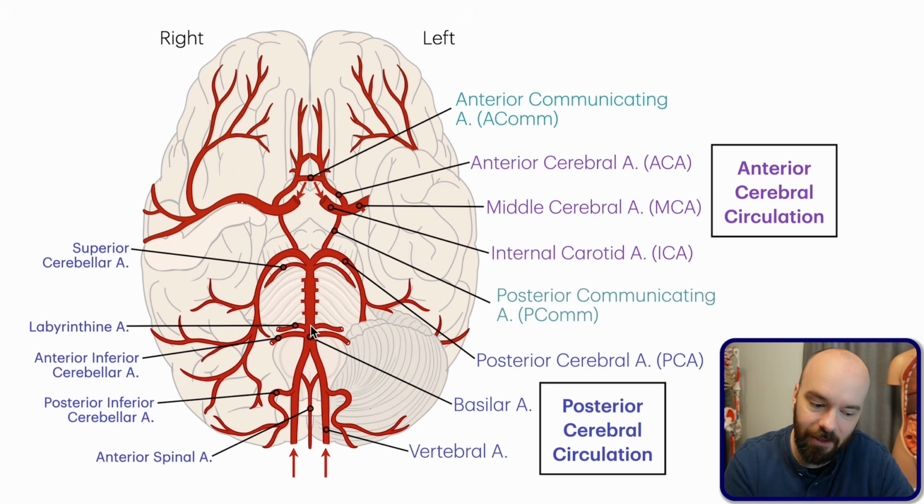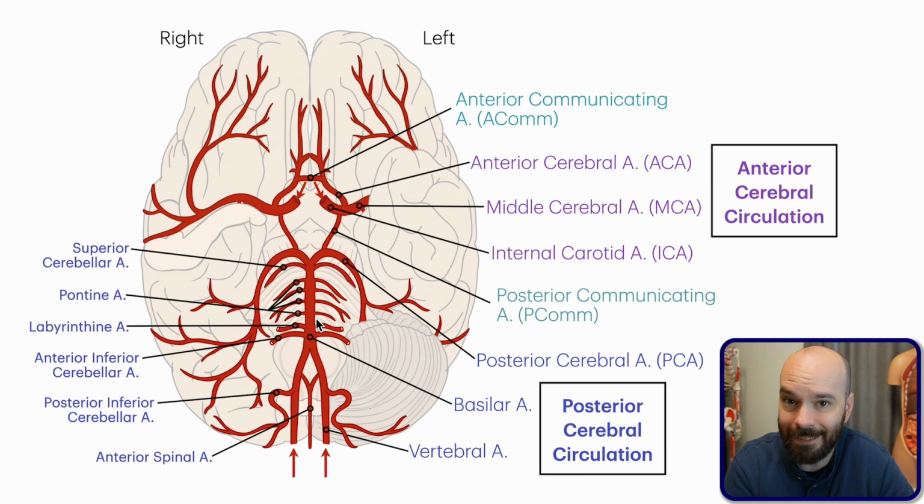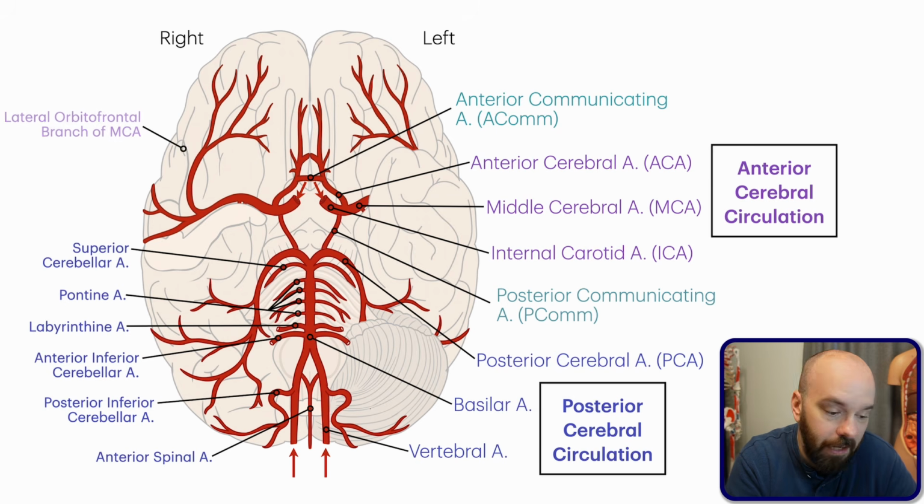And then just distal to the labyrinthine branches, we're going to have 4 branches, which are going to be the pontine branches, or pontine arteries. We've got these 4 short branches that are going directly to the pons, which is where the basilar artery basically already is. So those pontine arteries are going to be several arteries branching off of the basilar artery to supply the pons with blood.